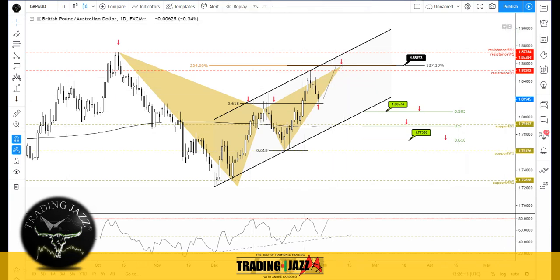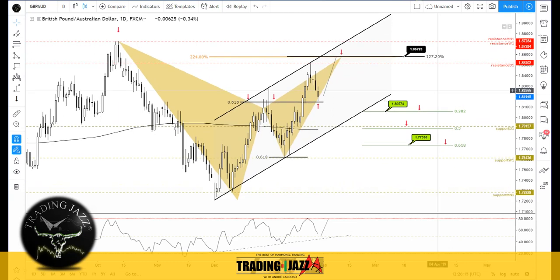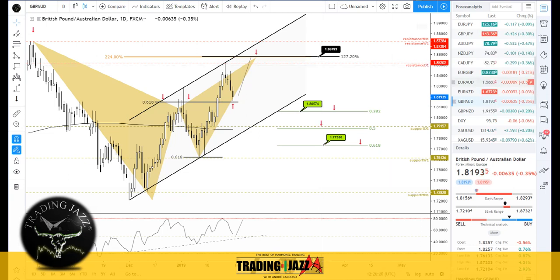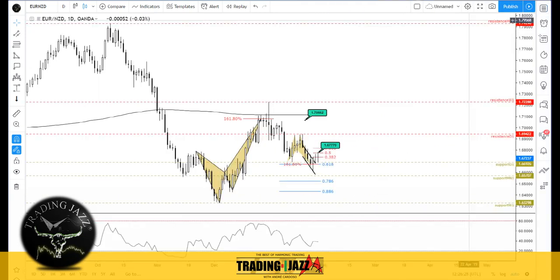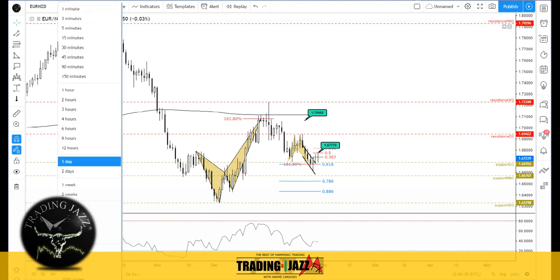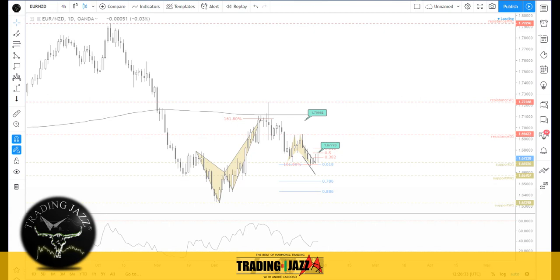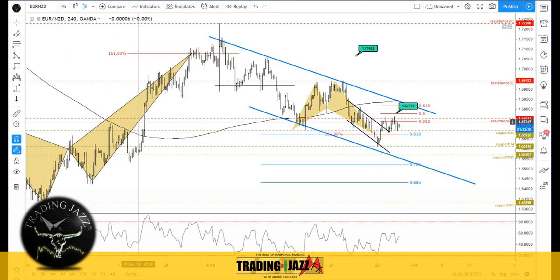This is just one small approach on cable versus Aussie. Now Euro versus New Zealand. I have a few pairs that I want to share with you. This was the bearish crab pattern at 168 extension above.